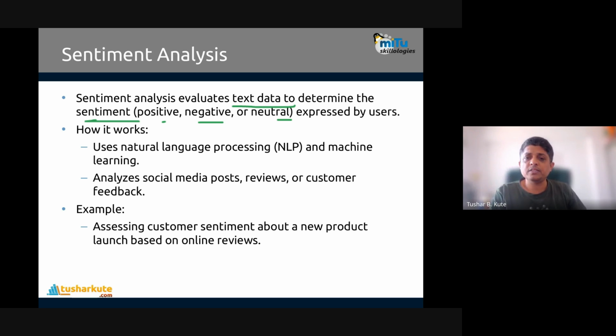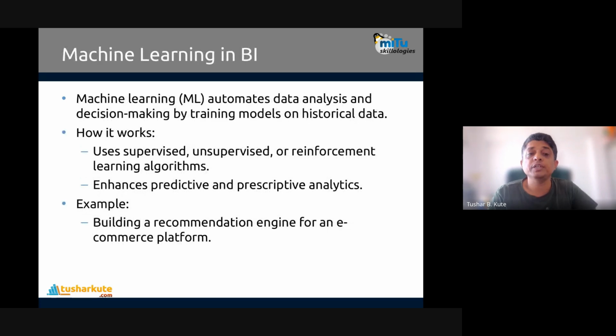So sentiment analysis is a very commonly used algorithm under the intelligence methods. Machine learning in BI. Machine learning is basically used for making decisions, meaning predicting something. We use the previous data to find a trend inside it, and that trend can be used to perform predictions ahead. That is called machine learning. Machine learning is basically used for automation of data analysis and decision making by training the model on historical data. Training is building a model using the previous data.